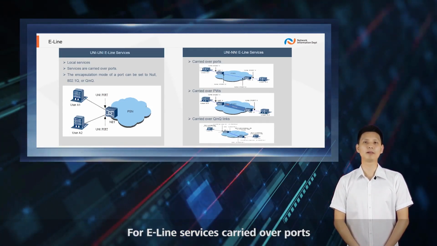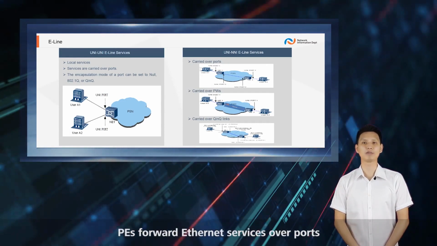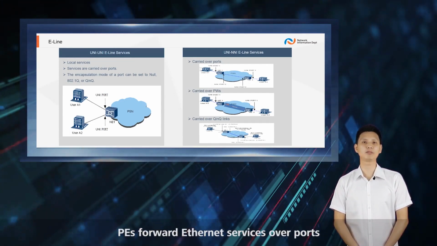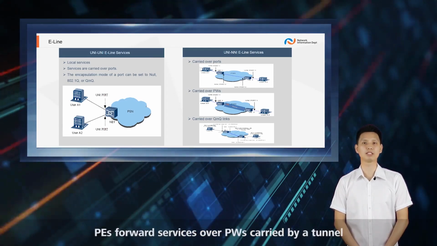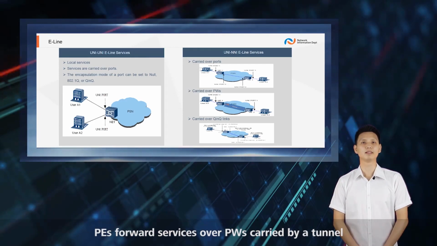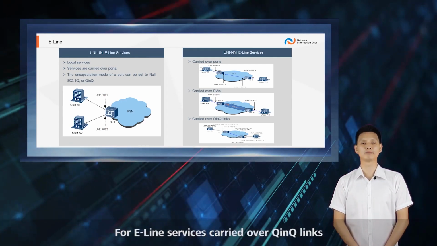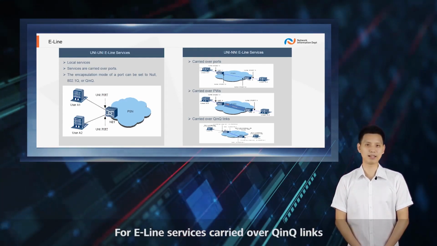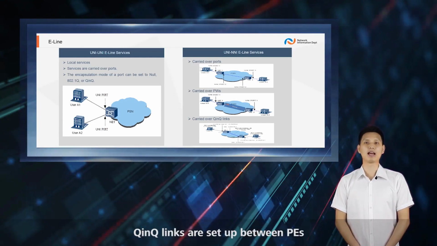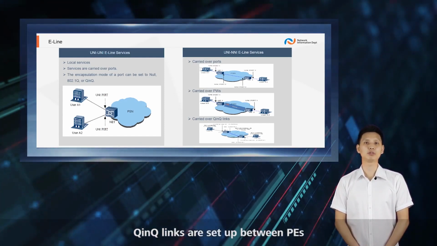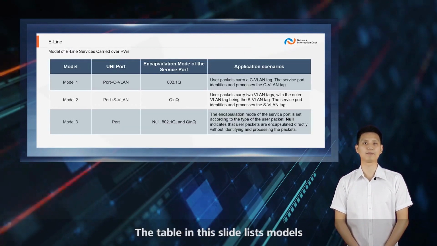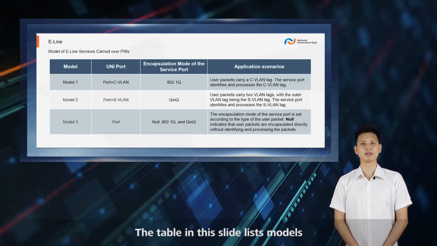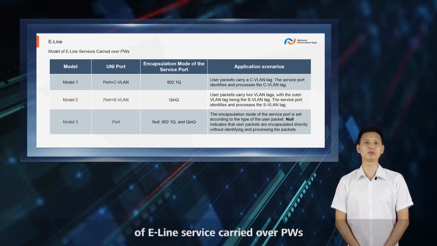For eLine services carried over ports, PEs forward Ethernet services over ports. For eLine services carried over PWs, PEs forward services over PWs carried by a tunnel. For eLine services carried over Q-in-Q links, Q-in-Q links are set up between PEs, and an SVLAN tag can be added to user packets. The table in this slide lists models of eLine service carried over PWs.